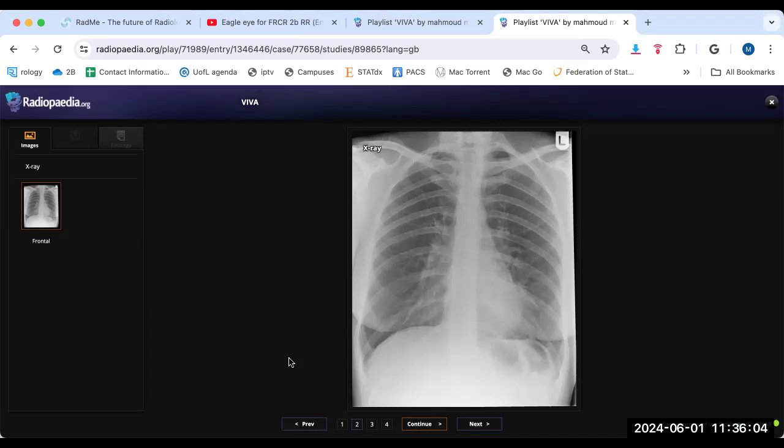We'll start from backwards. This one, as candidate 4 said, is a silhouetting of the left heart border, indicating opacity, underlying consolidation of the lingula. The lingula does not collapse because it is part of the left upper lobe, so there is no partial collapse. The whole lobe should be collapsing, or you search for other possibilities like consolidation. So never mention collapse with lingula.